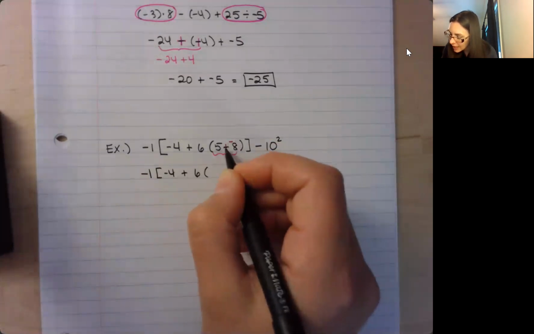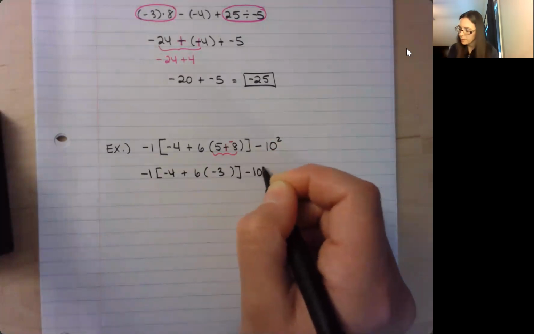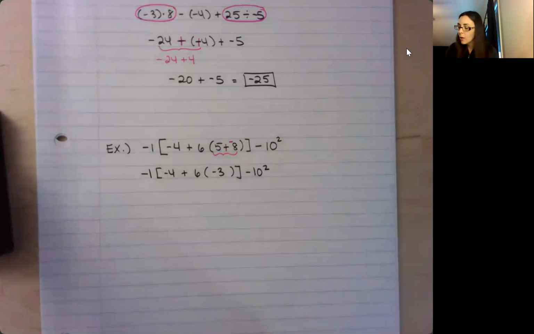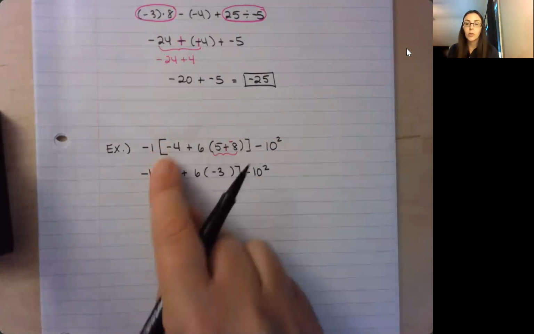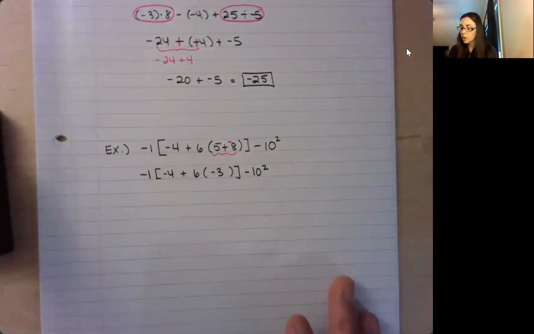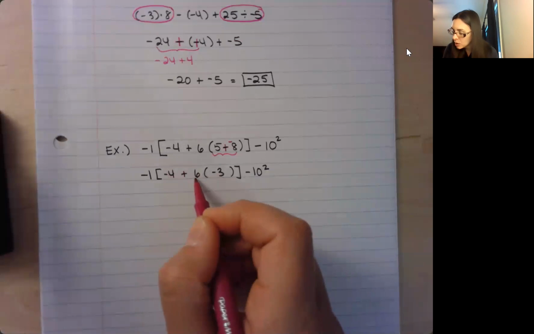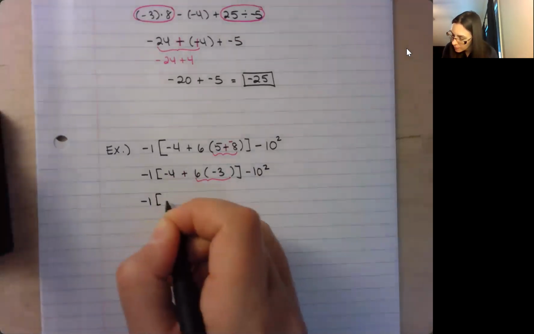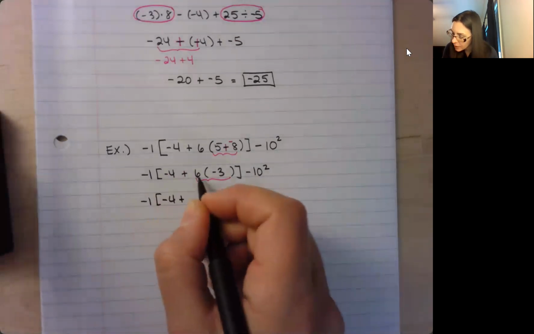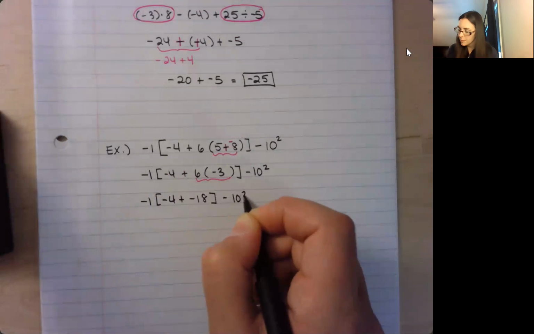5 plus -8 is -3. Now I know I have an exponent, but I have to finish this set of brackets first. Brackets are also included as grouping symbols. So I'm going to use the order of operations inside of it. So I do see addition and I see multiplication here. So the multiplication has to go next. 6 times -3 is -18.